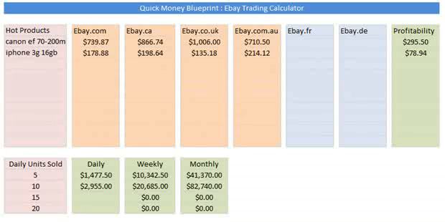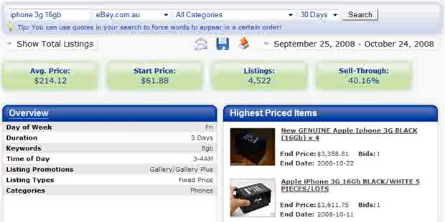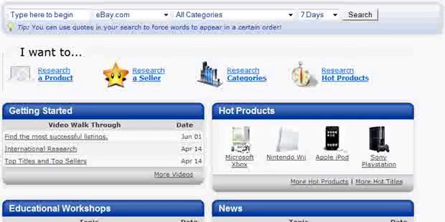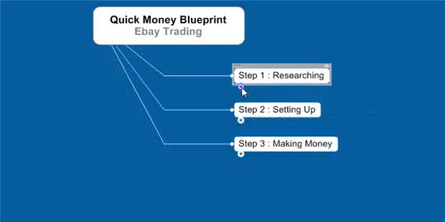And folks, if you think that this is unrealistic, it is not unrealistic at all, because you just saw by going to Terapeak, by looking to see what the hot products were. This is as real as it gets. It's all about finding the hot products. So now that you know that, you're done with step 1, which is researching. So then let's move on to step 2.